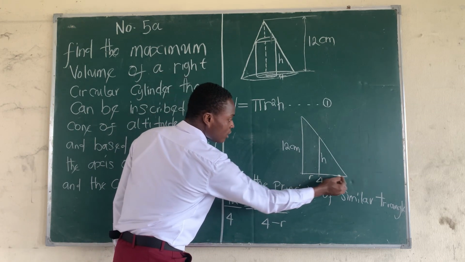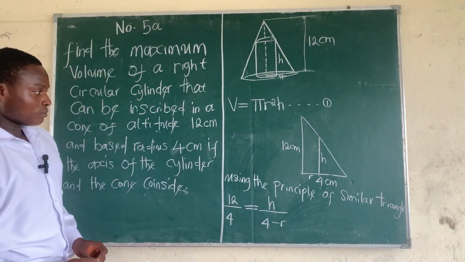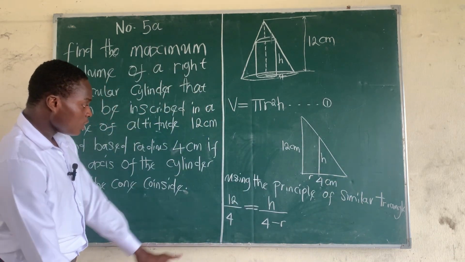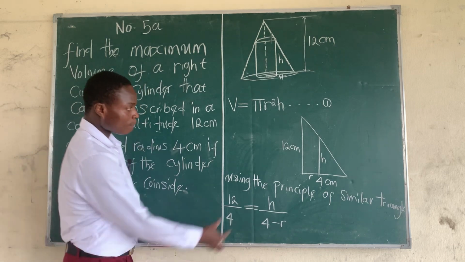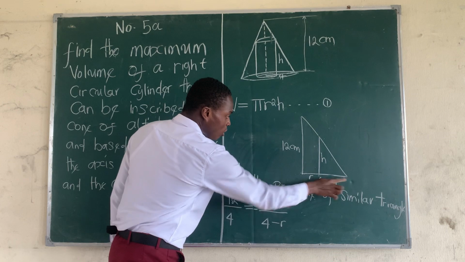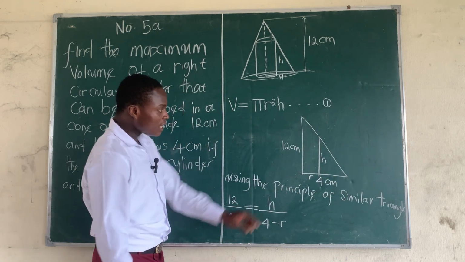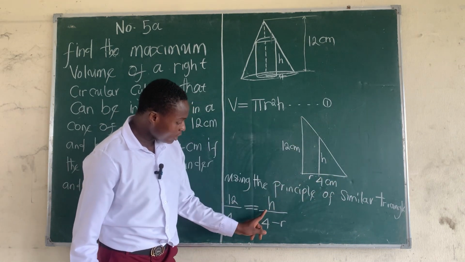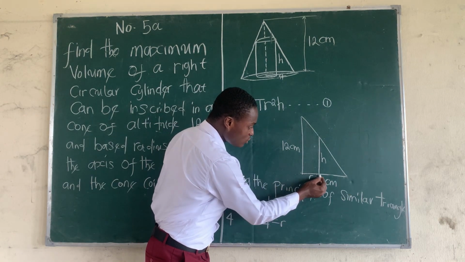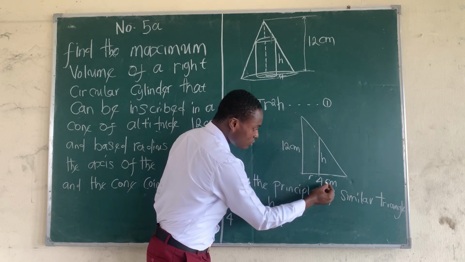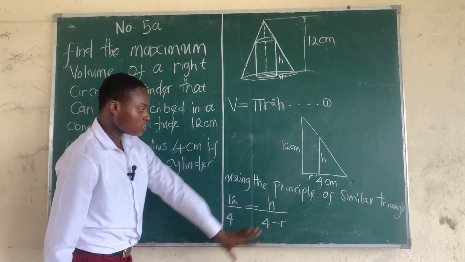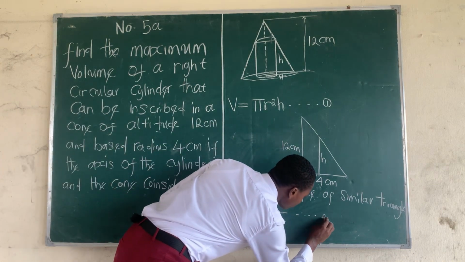Here is R, so here should be 4 minus R, because the total from here to here is 4 centimeter. So this is the idea of the principle of similar triangle. You take the height of the bigger triangle, 12, and you divide it by the radius of the bigger triangle, which is 4. Next, you take the height of the smaller triangle, H, and you divide it by the radius of this smaller triangle. From here to here is the radius R, so from here to here should be 4 minus R. So that is how we have 4 minus R. And this, let's call this equation 2.